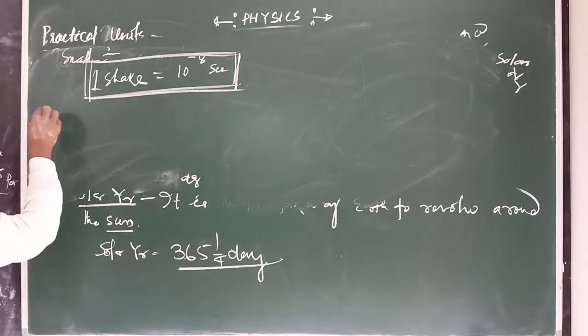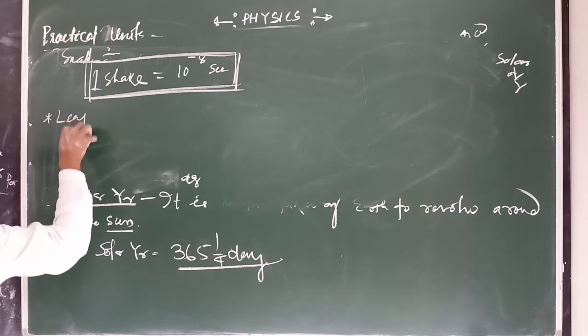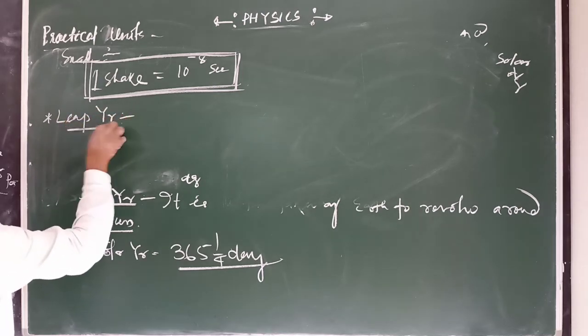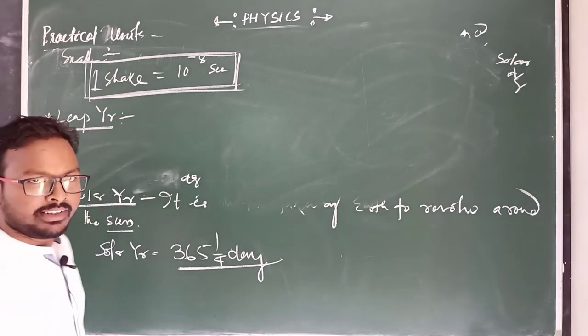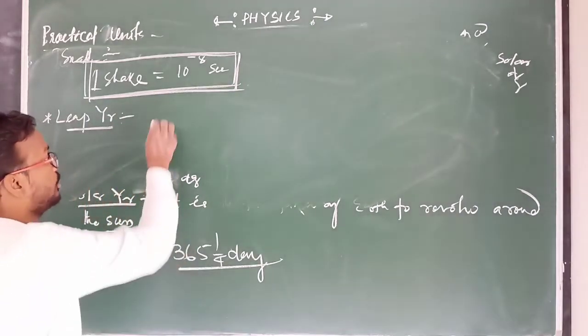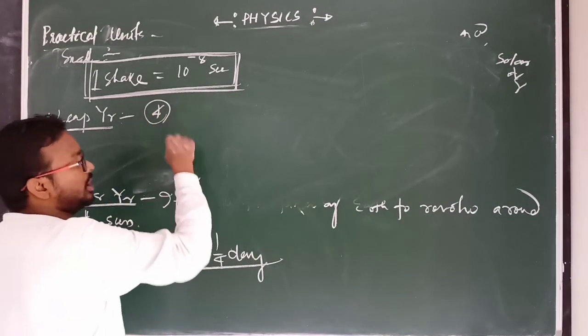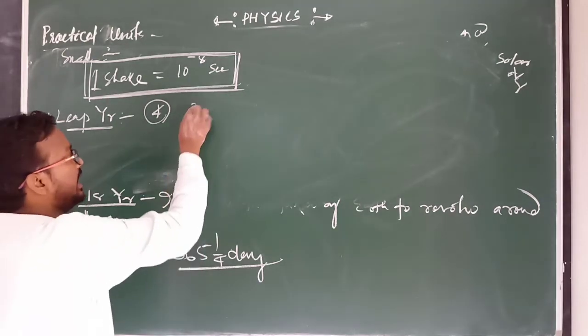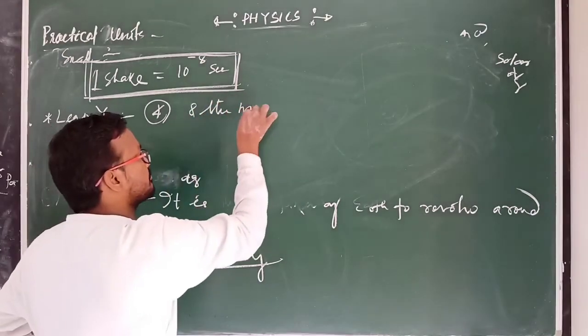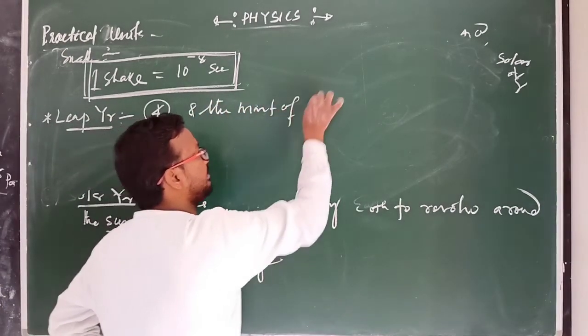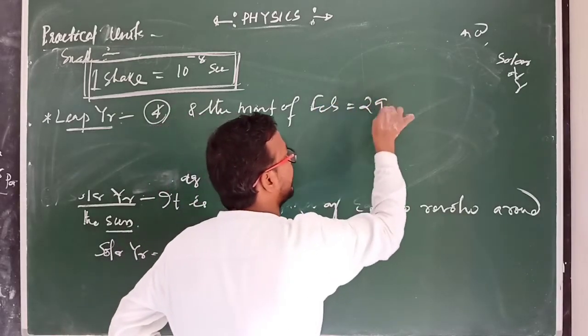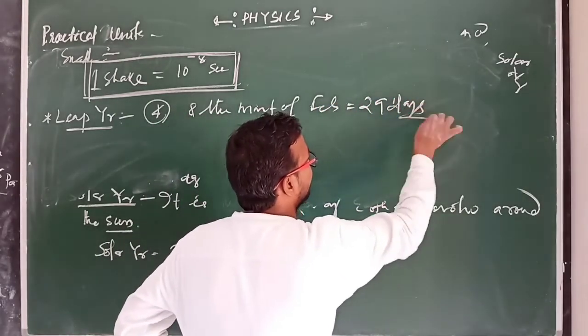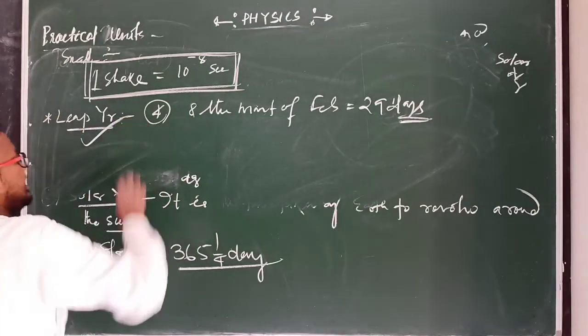Or another unit you can use here is the leap year. This is a bigger unit. So what is a leap year? A year which is divisible by 4 is a leap year, and the month of February will have 29 days. Clear? And this is known as one leap year.